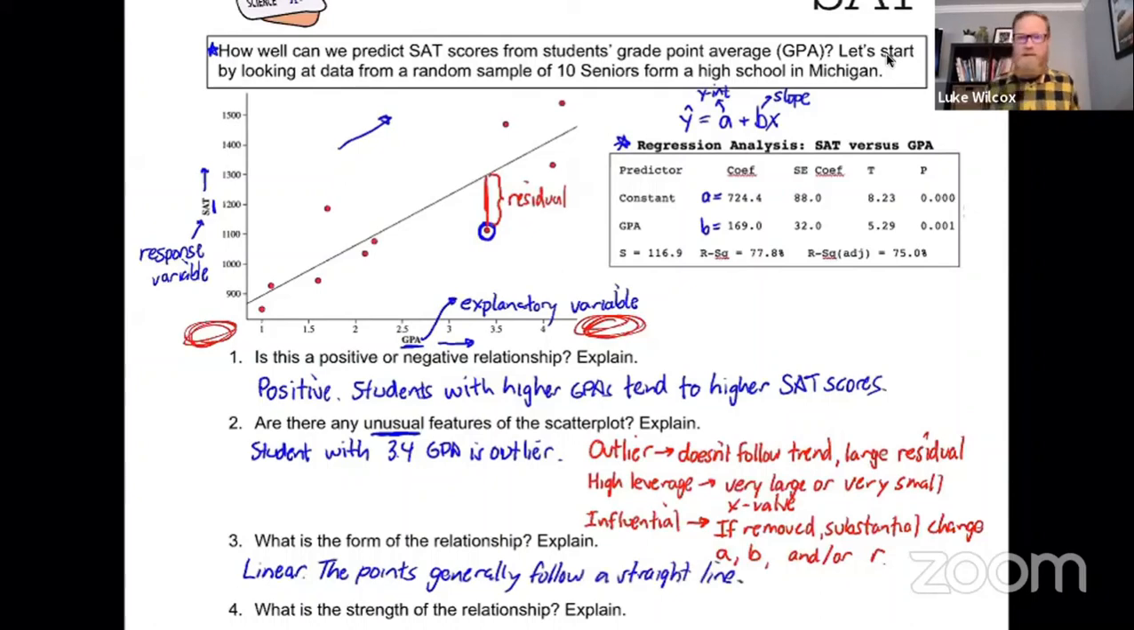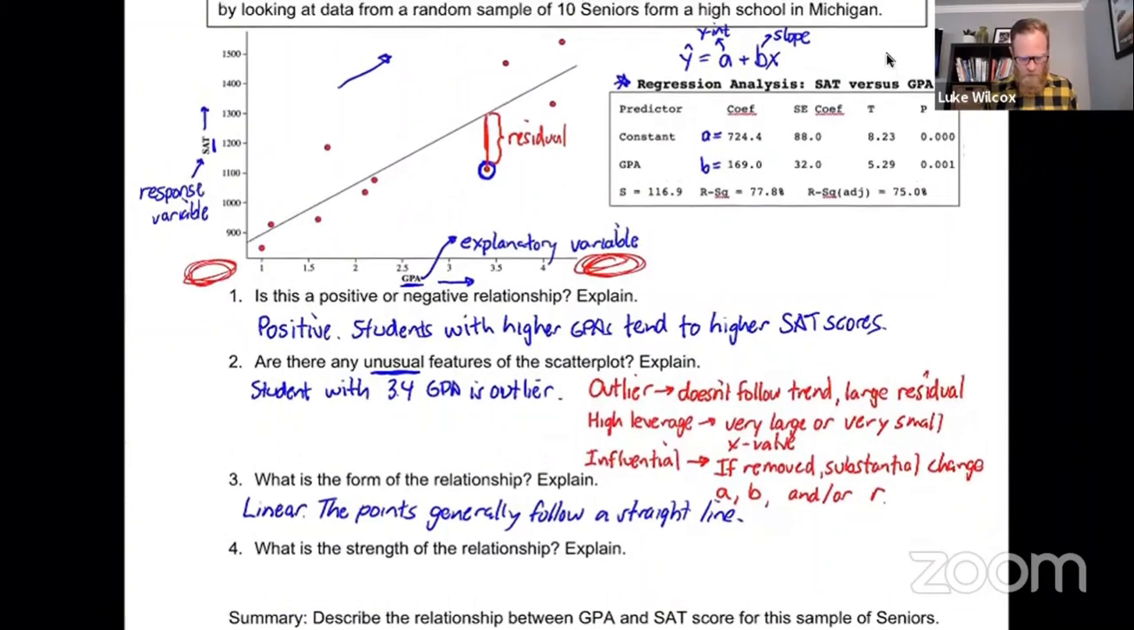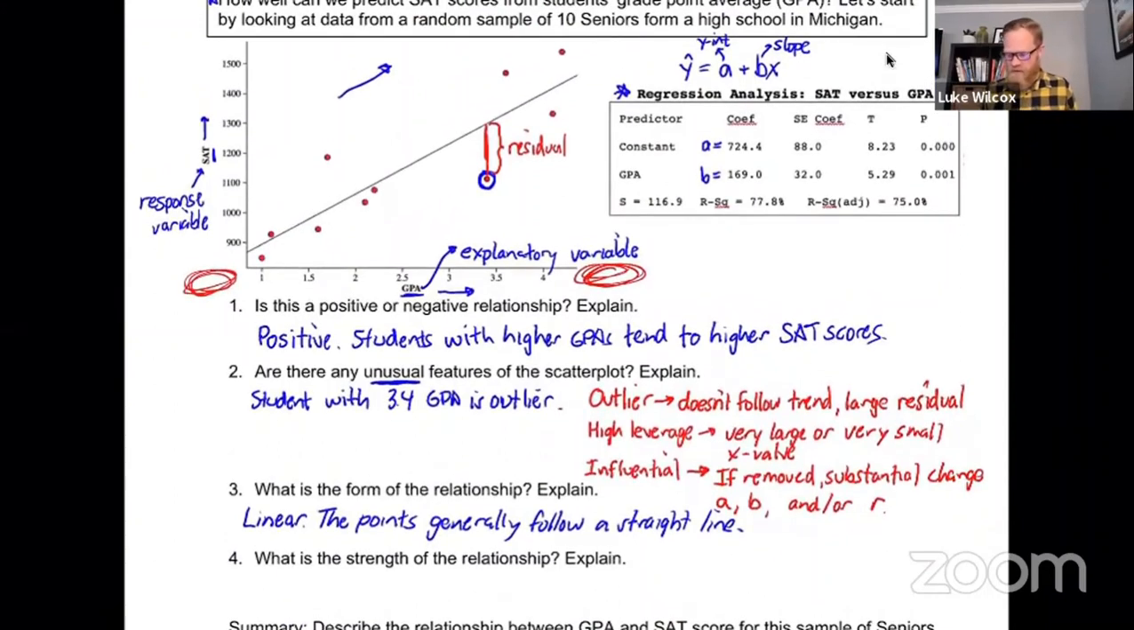Now, there is a chance that you might get a data set that has a little bit of a curve to it, in which case you would say that the form is nonlinear. All right, let's move on to question number 4, which says, what is the strength of the relationship?